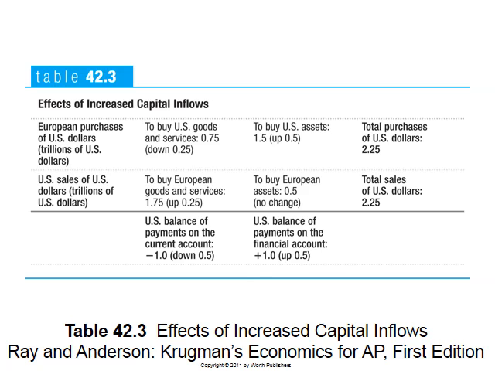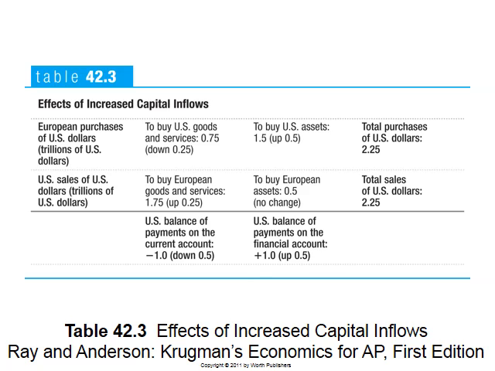What causes the balance of payments on the current account to decline? The appreciation of the U.S. dollar. A rise in the number of euros per U.S. dollar leads Americans to buy more European goods and services and Europeans to buy fewer American goods and services.